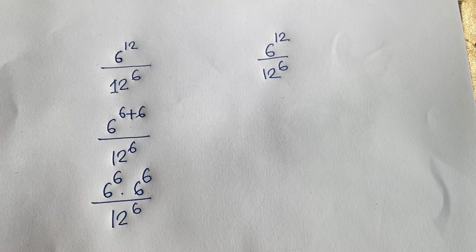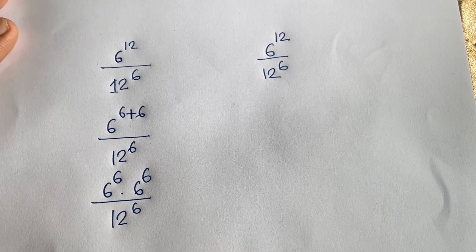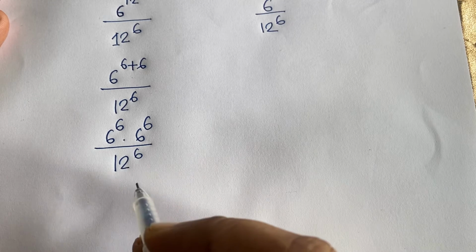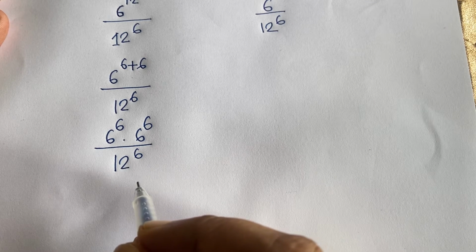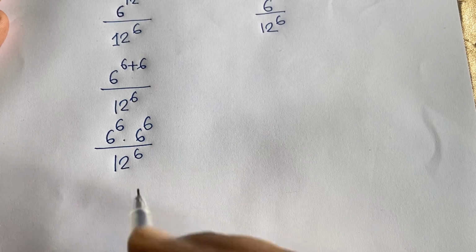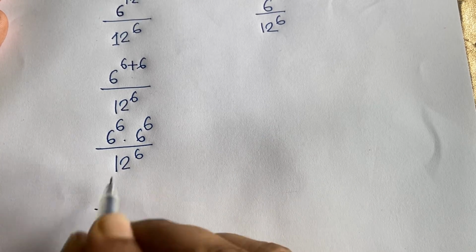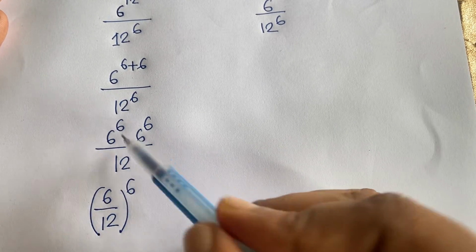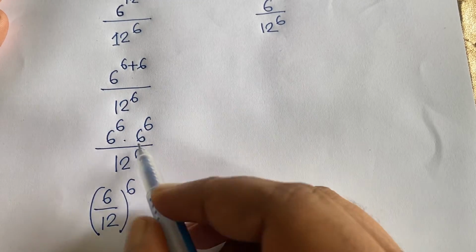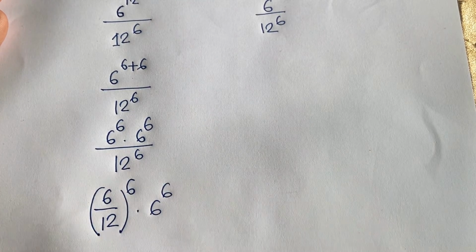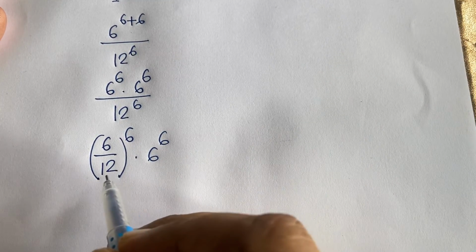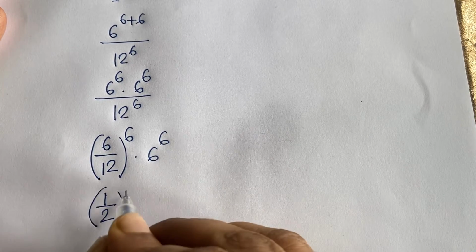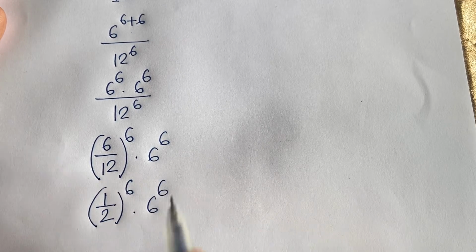Now at this moment I have 6 to the power 6 over 12 to the power 6, but you know the exponential rule: the exponent is the same, so it will be 6 over 12 and the whole to the power 6. Now I can say that 6 divided by 12 is 1 over 2, and the whole to the power 6 times 6 to the power 6.